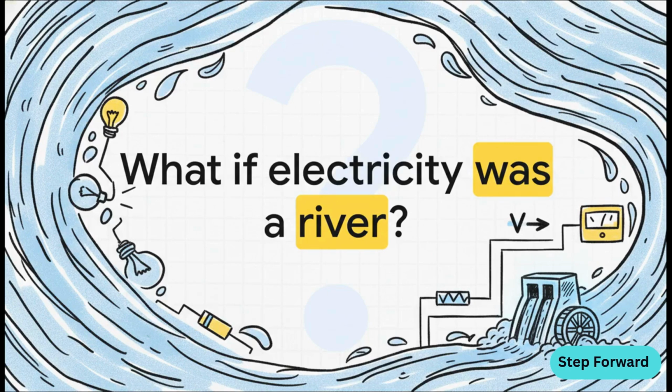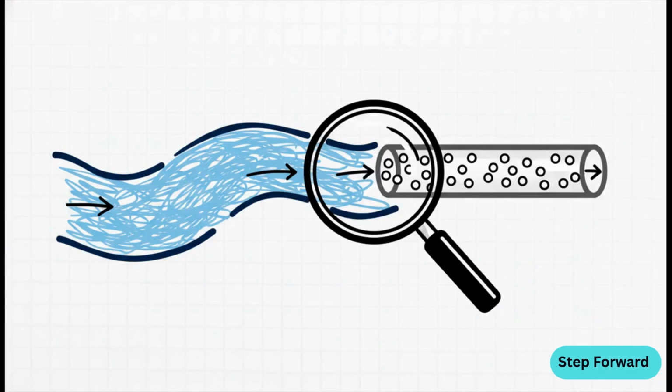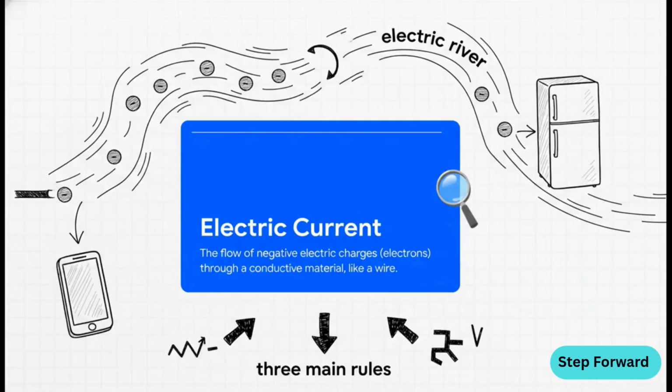To really get a handle on how electricity works, we're going to use this simple but really powerful analogy. I want you to picture an electric circuit, all those wires, all those components. I want you to think of it like it's a river system. So what's the actual water in this electric river of ours? Well, it's a massive flow of these teeny tiny particles called electrons. And when all these electrons start moving together in the same direction through a wire, boom, you've got yourself an electric current.